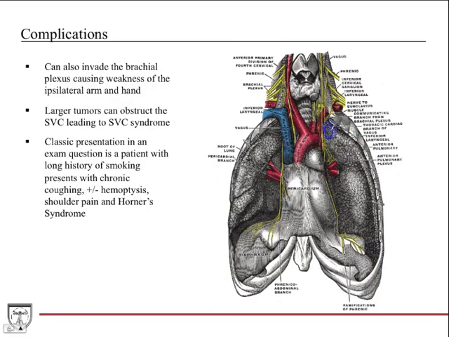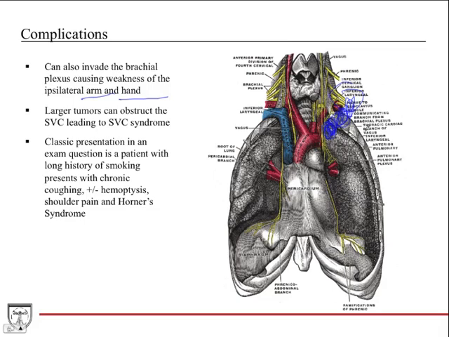Some other complications that can happen. So if you have a tumor here in the apex of the lung on this side, it's right near the brachial plexus. So in addition to invading these sympathetic inputs, they can also invade the brachial plexus. And what does that cause? Again, it's only on one side. If you have bilateral weakness, it's more likely a central nervous system problem. So in this case, it's only affecting one side. So it's going to cause ipsilateral weakness of the arm and the hand, because remember, the brachial plexus is involved in innervating the upper extremity.